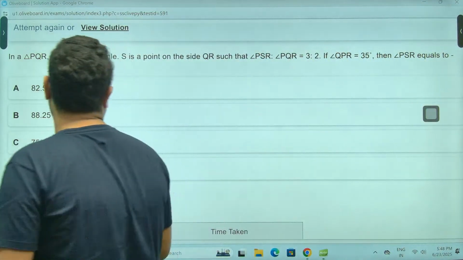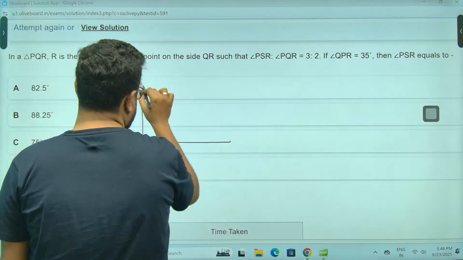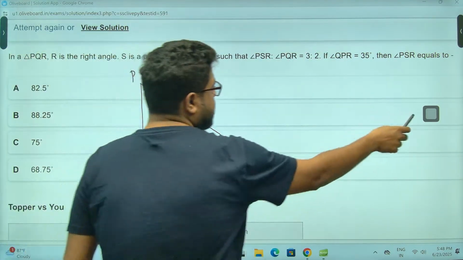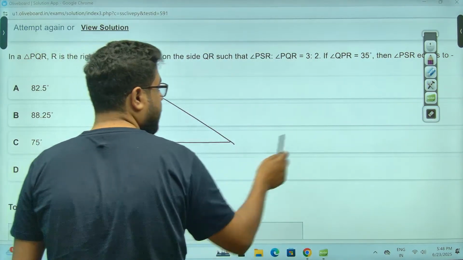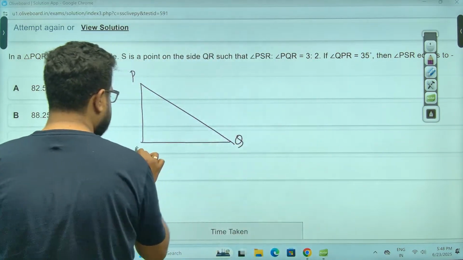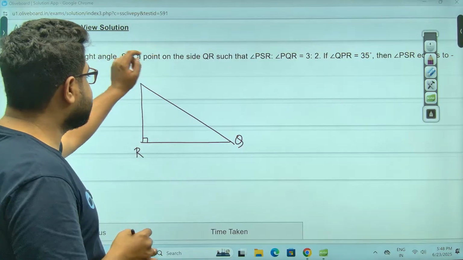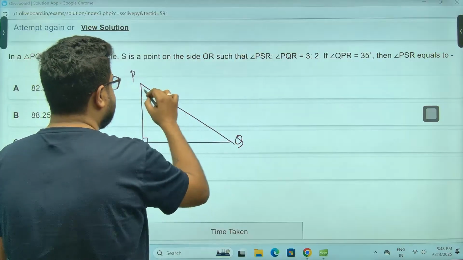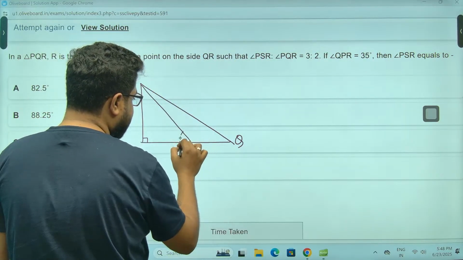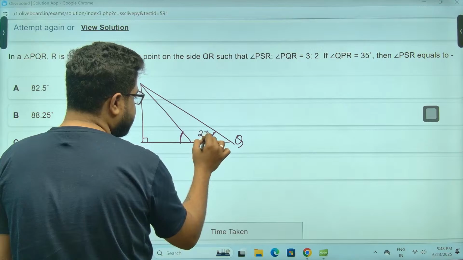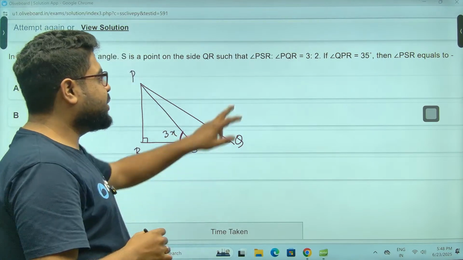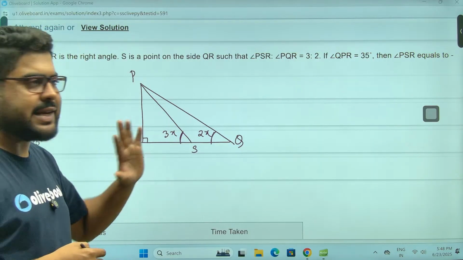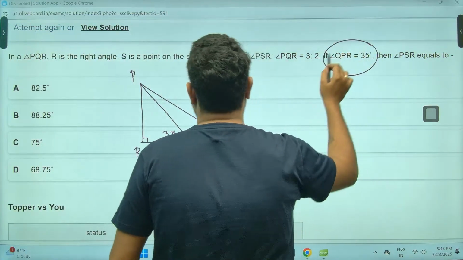PQR, R is right angle. This is Q, this is R. This is right angle. S is a point on QR such that PSR... Sir, this is simple. S is this. PSR is this. That is 2x, then this is 3x. The ratio is given 3:2. So if PQR is 2x, then PSR will be 3x. That's all. QPR is 35.